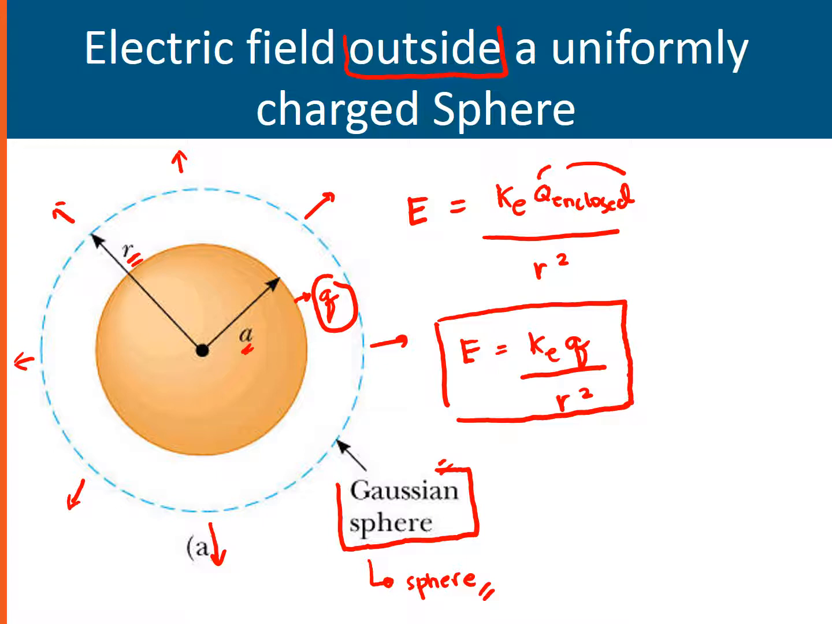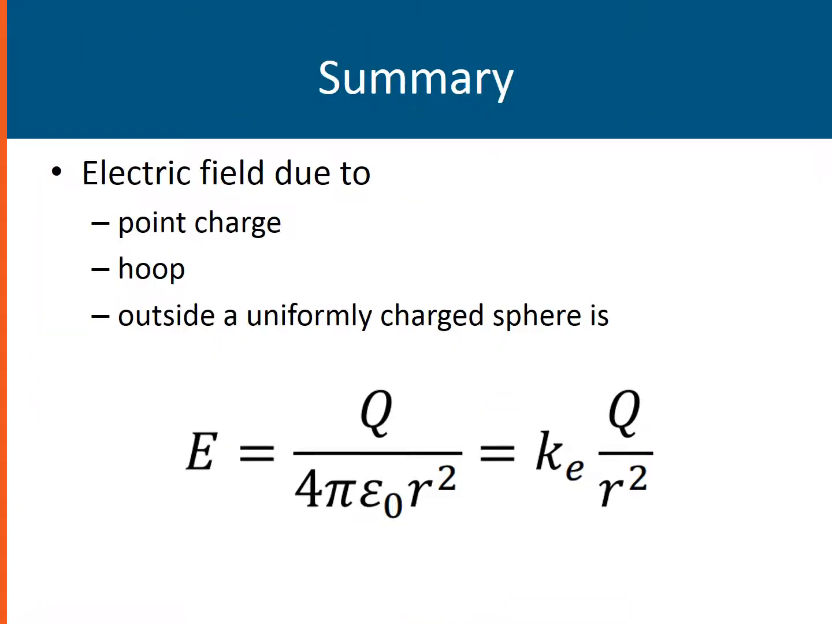If you notice, the electric field outside a uniformly charged sphere is the same as the electric field of the point charge, and it's also the same as the electric field of the hoop. In summary, the electric field due to a point charge, the hoop, and outside a uniformly charged sphere is this equation. In a separate video, I'm going to discuss the electric field inside a uniformly charged sphere.